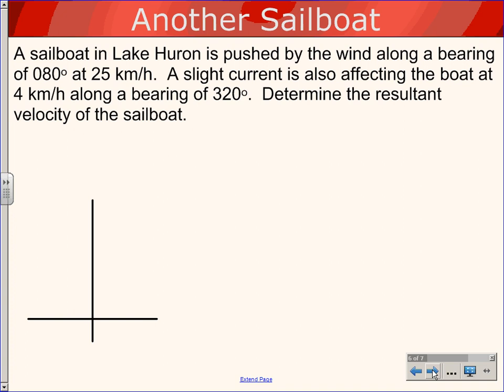It's just a ship moving. Sailboats in Lake Huron. It's being pushed by the wind along a bearing of 80 degrees, so something like that. It's 80 degrees, 25 kilometers an hour, and I'll call it vector W for the wind. And then our current is at 320. Remember, we're doing bearing, right? So starting at north and going clockwise all the way around. So 320 degrees is, well, there-ish.